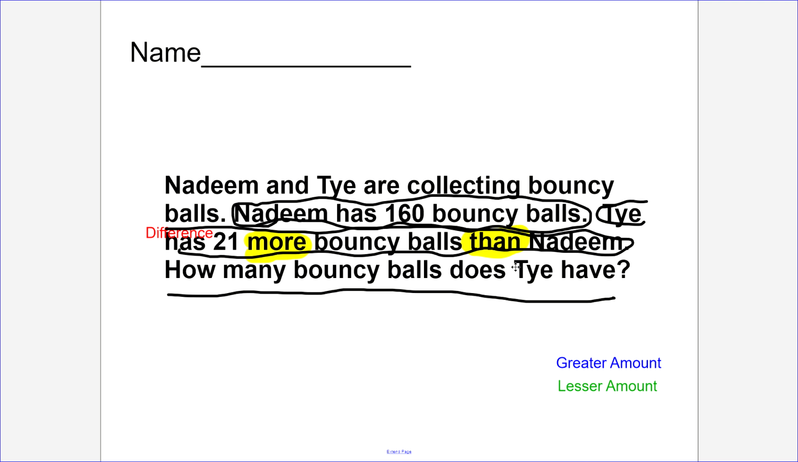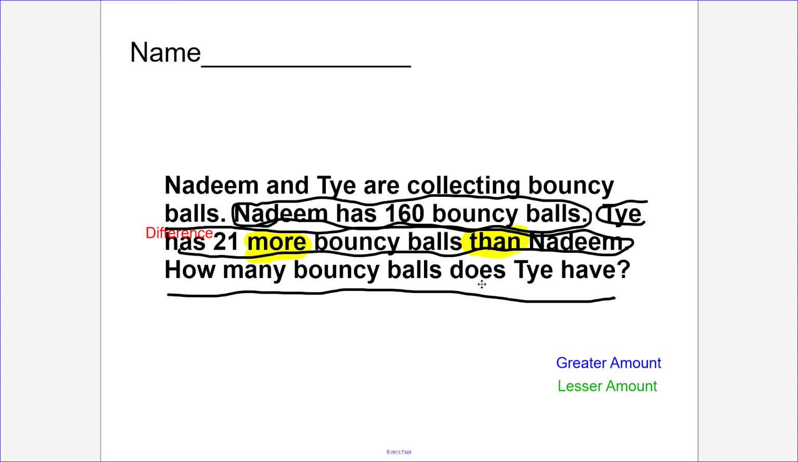The two things that we're comparing, of course, are Nadim's bouncy balls and Ty's bouncy balls. We know that Nadim has 160 bouncy balls. It tells us that right here. And we do not know how many Ty has. The question's asking us about that. It's what we're trying to figure out. How many bouncy balls does Ty have?